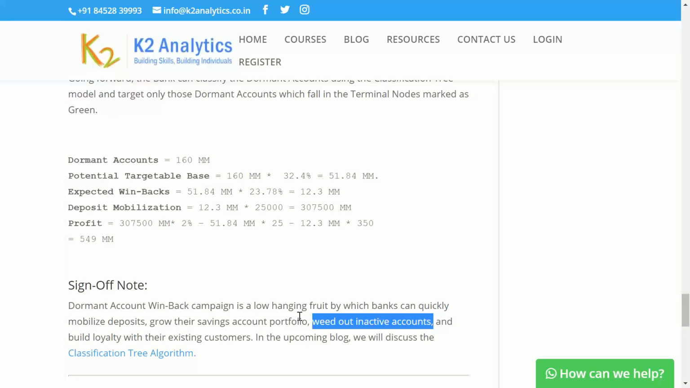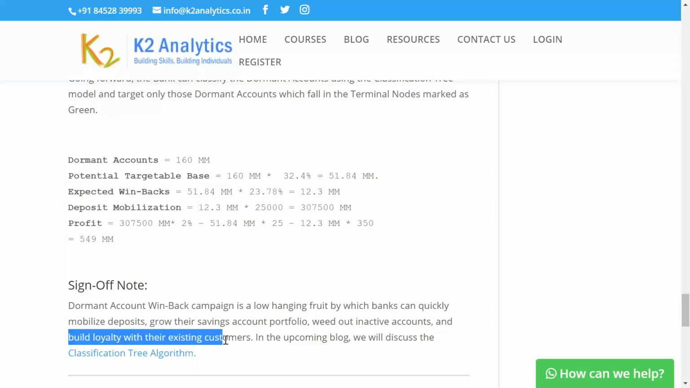And as the number of really active customers with you is smaller, the relationship manager who is managing those relationships will be able to better handle them. As such, they will be able to better build loyalty with the customers. These are the benefits of a dormant account win back campaign.